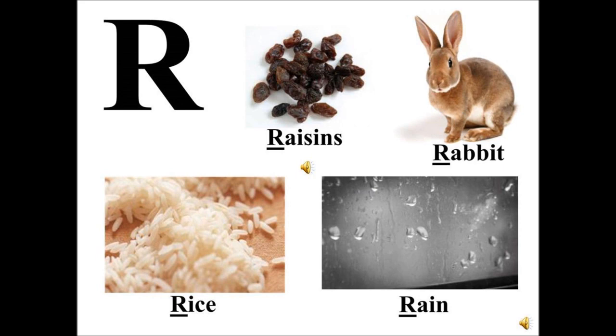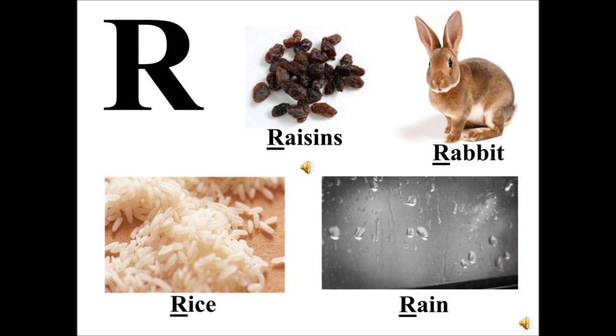Let's spell raisins. R-A-I-S-I-N-S, raisins. Let's spell rice. R-I-C-E, rice. Let's spell rice again. R-I-C-E, rice. Let's spell rain. It's raining in that picture.